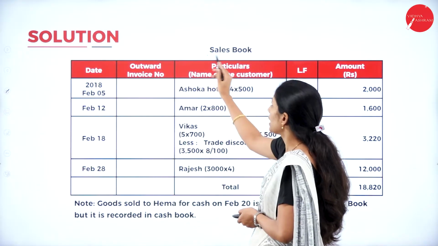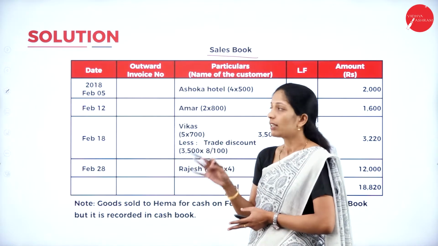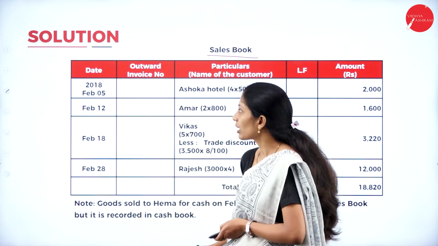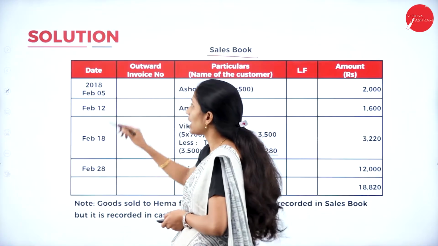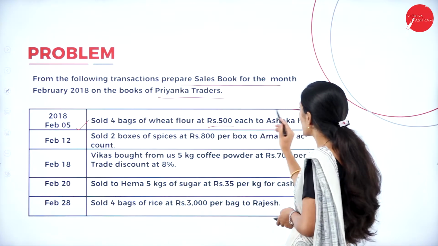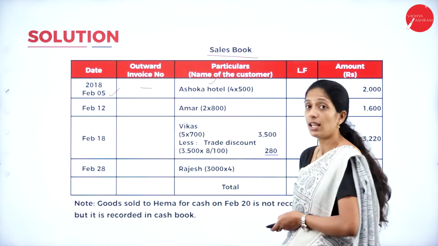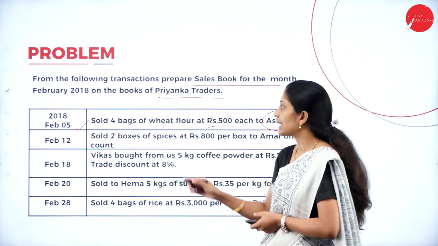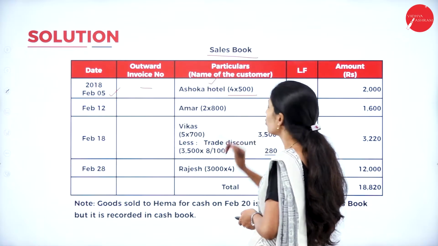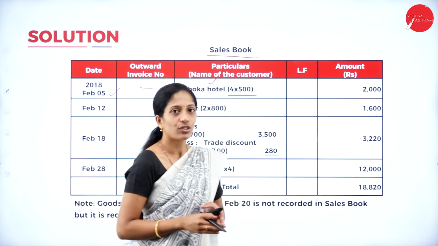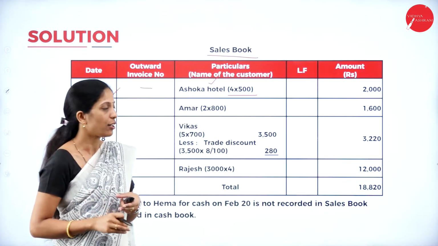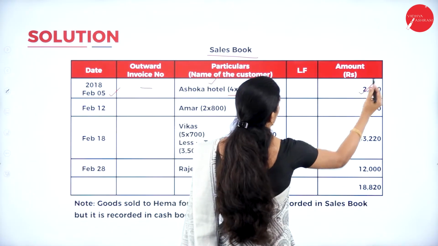Go through the solution. Write the heading sales book. What is the format? Date, outward invoice number, name of the customer, ledger folio as well as amount. Now, what is the date? Feb 5th 2018. There is no outward invoice number, so it is a dash, and the name of the customer is Ashoka Hotel. So, Ashoka Hotel. But what is the amount? They have not given the amount directly. They have told 4 bags of wheat flour at ₹500. So, how do you write? 4 into 500. So, this is how you are going to calculate. In the sense, they have sold 4 bags. Each bag carries 500 rupees. So, 4 into 500. So, that is 2,000.